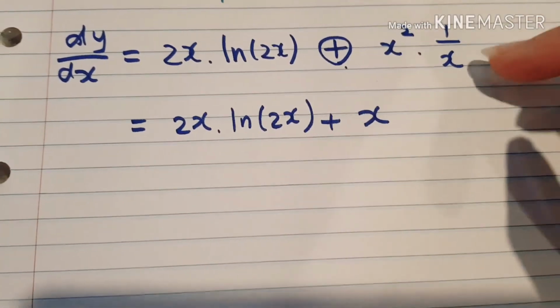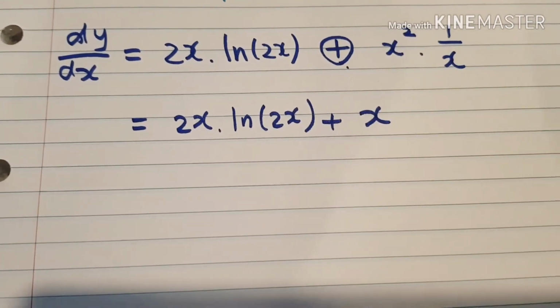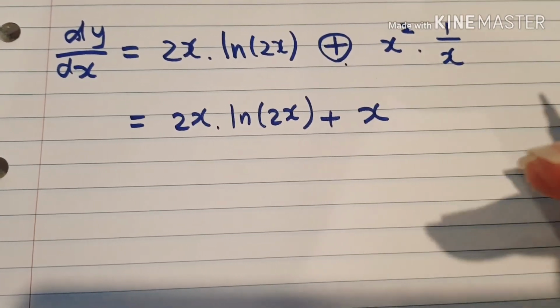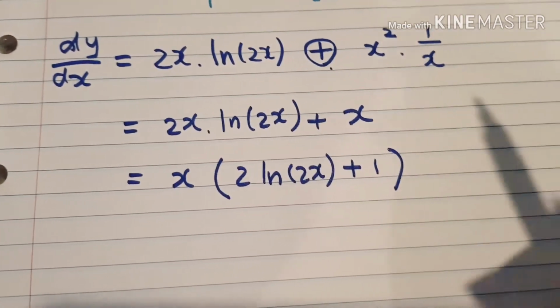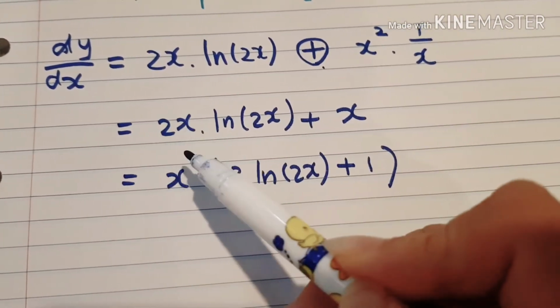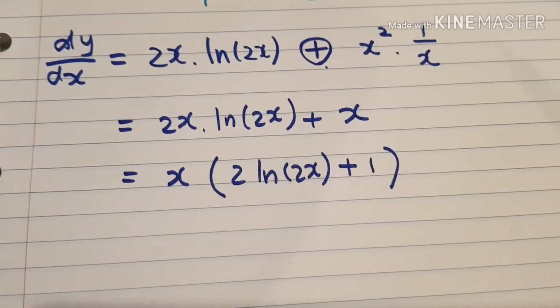All I have done is cancel, and x remains. You can leave this as an answer, or you can simplify a little bit further. You can pull out x from each term and write the rest inside the bracket.